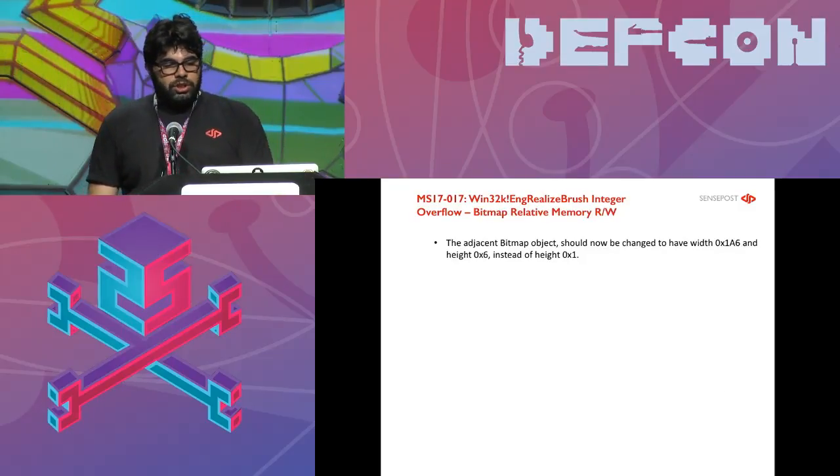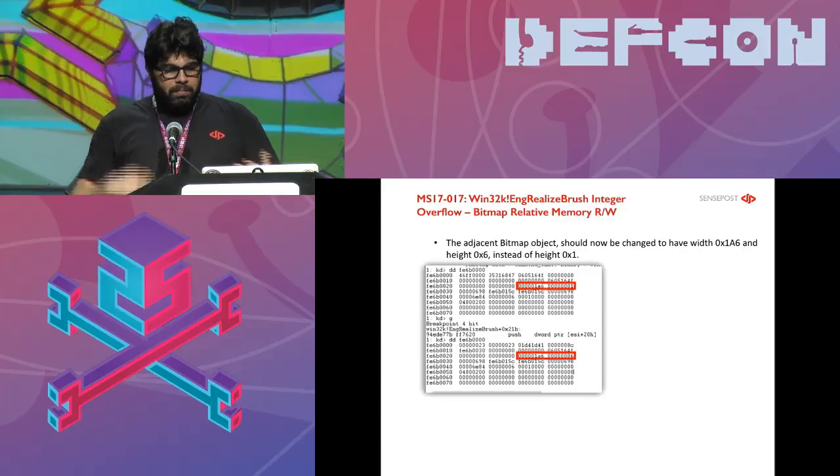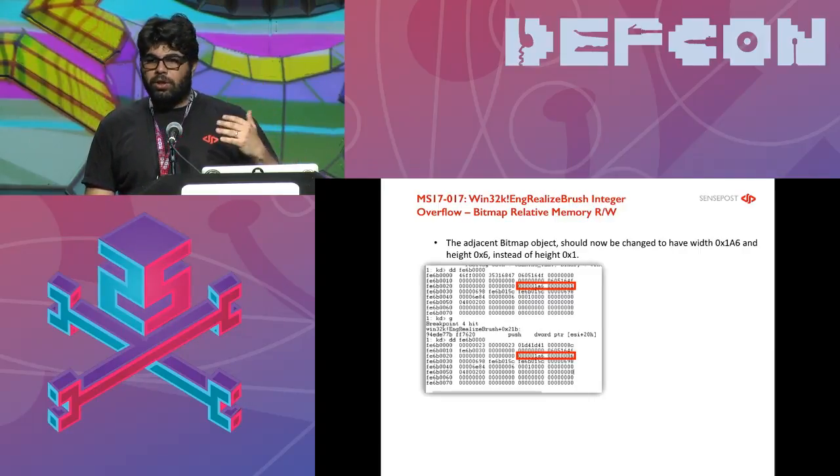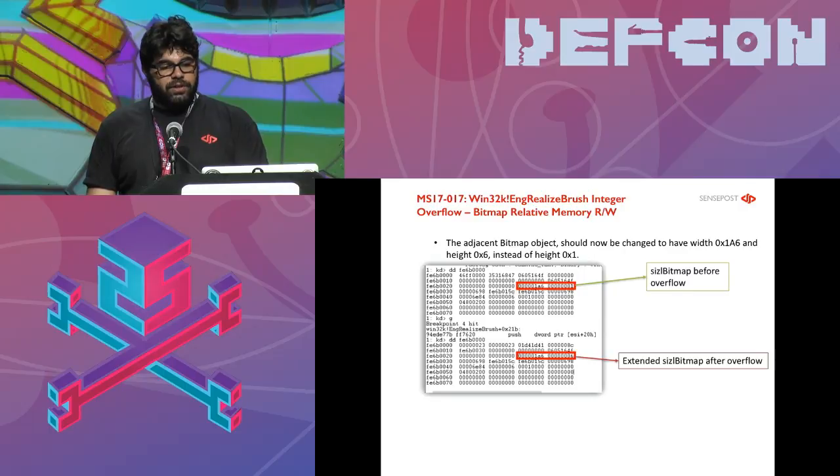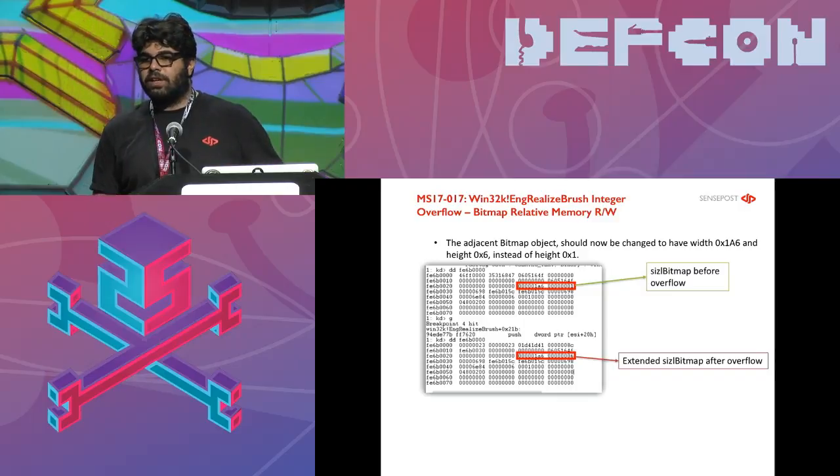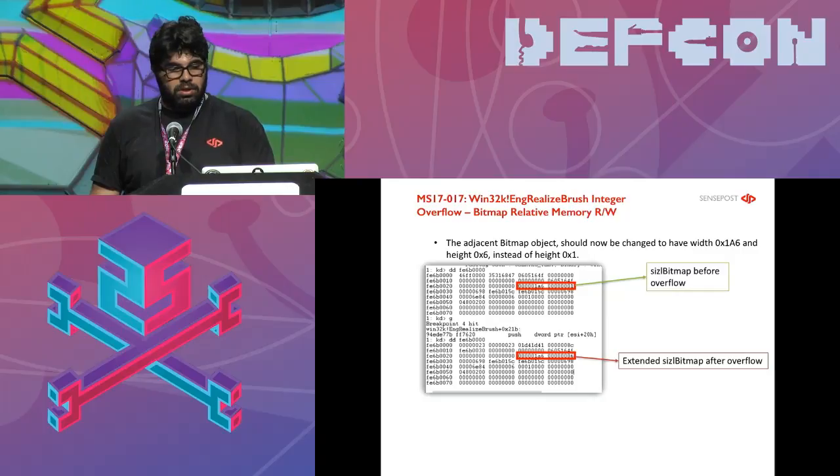When we look at the adjacent bitmap in memory, we'll notice that in the top part, the size is 1A8 by 1, which is the width and height. And after the overflow, or the out-of-bound write happened, we noticed that the size would be 1A8 and the height would be 6, effectively extending its size, and it will effectively read past its bounds.